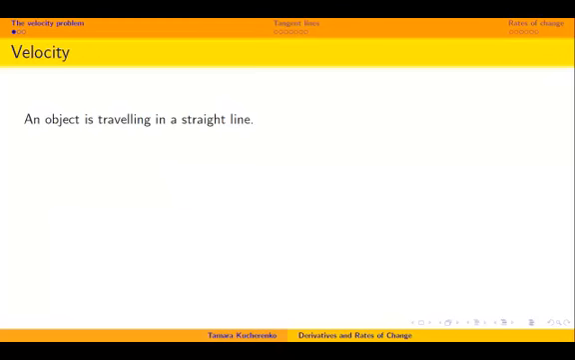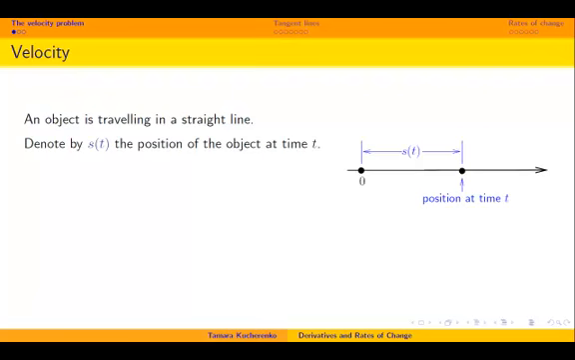Consider an object traveling in a straight line. Denote by s of t the position of the object at time t. That is, s of t is the directed distance of the object from the origin at time t. The function s of t that describes the motion is called the position function of the object.